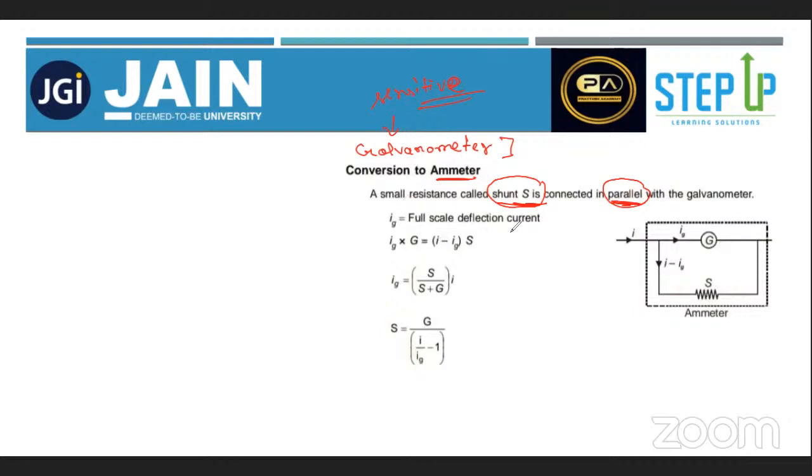Ig is the full scale deflection current, the current going through the galvanometer. So we write Ig G equals (I minus Ig) S, meaning the voltage across the galvanometer equals the voltage across the shunt resistance. From this we find the value of the shunt resistance. To convert a galvanometer into an ammeter, we connect a shunt S in parallel.